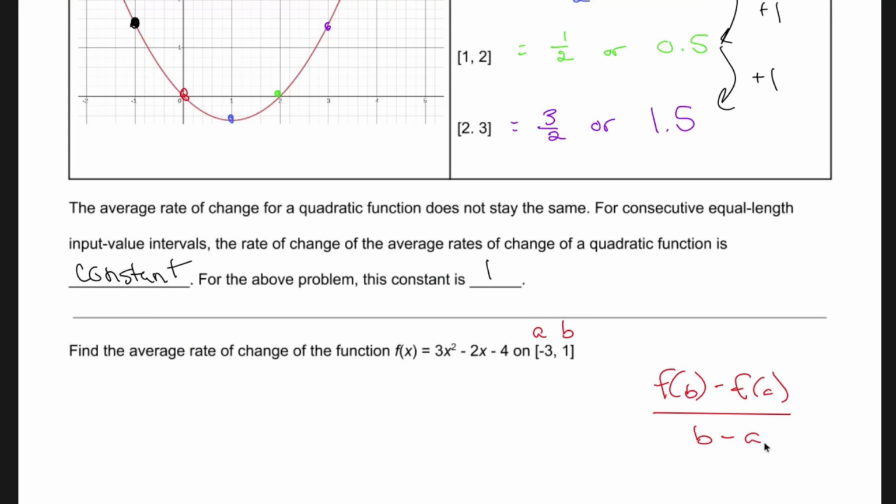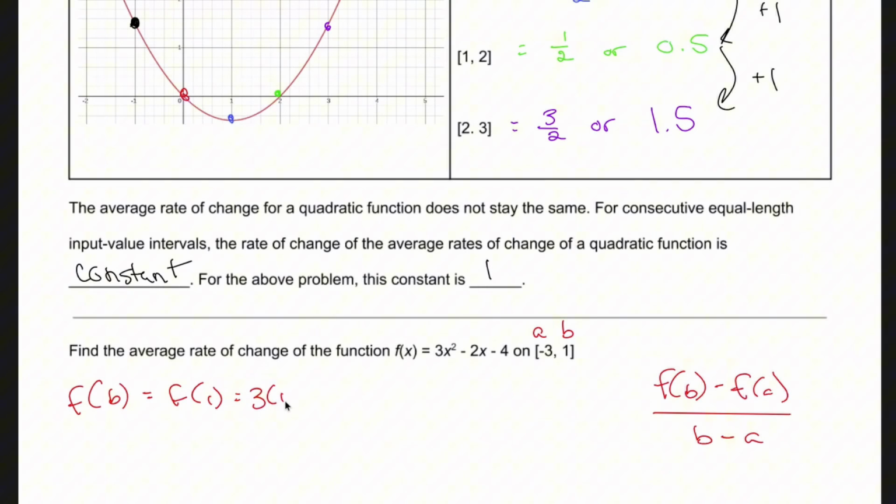Well, here's the thing. I have b and I have a, but I don't have f of b and I don't have f of a. So I'm going to have to calculate that by plugging stuff in. So f of b is going to be f of 1, which means I take u and I replace every x with 1.